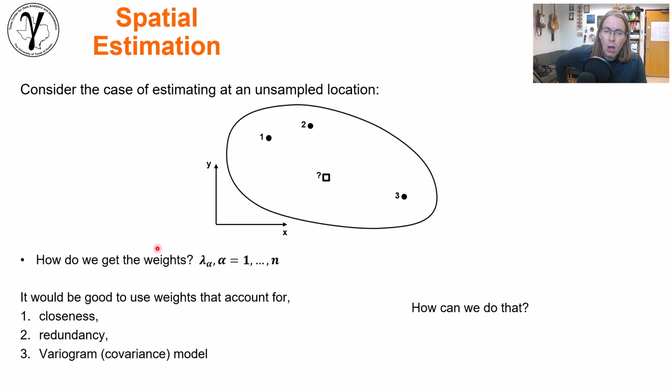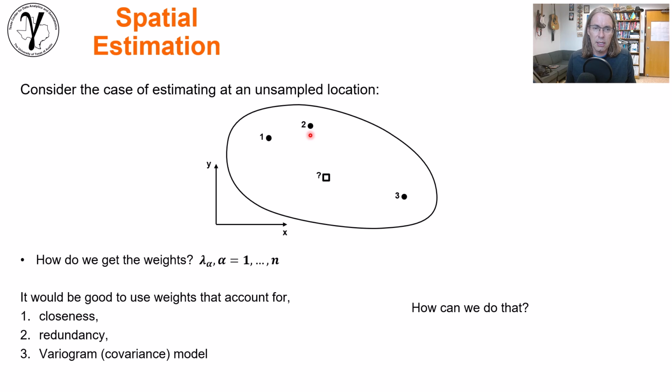Well, it's pretty logical. If you look through here, all of the data are almost the same distance away from the unknown location. So closeness seems like a good criterion we could use. From that criterion, we'd say 1, 2, and 3 are at very similar distances. In fact, maybe 3 is a little bit further away if you look carefully, and you might say that 3 gets a little bit less weight. But now we have to be concerned about something else. What about data points number 1 and 2? They're closer to each other.